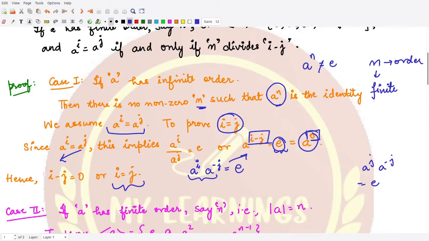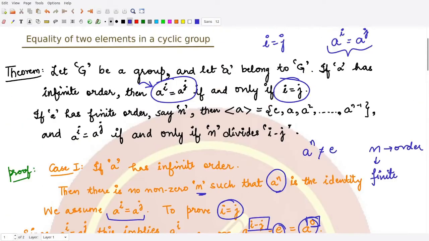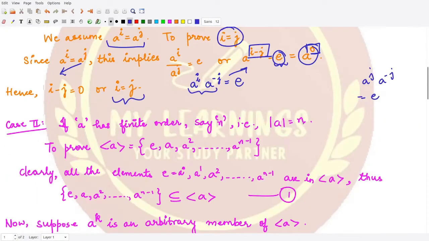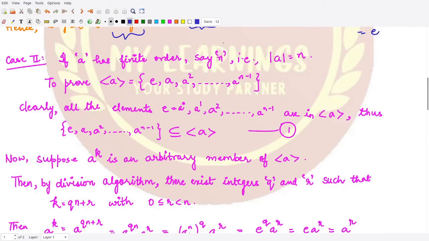For the next case, we assume that the order of element A is finite. In that case your subgroup is nothing but this set. So we firstly have to prove this thing. We assume that the element A has finite order, so the order of A is n.